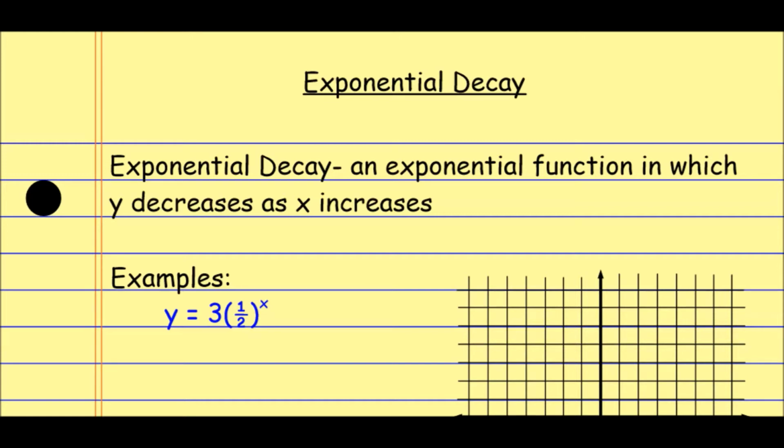Okay, that's x increasing. So exponential growth, as we go left to right, the function goes up. Exponential decay, as we go from left to right, the function goes down. It's decreasing as we go from left to right. As x goes up, the y goes down.